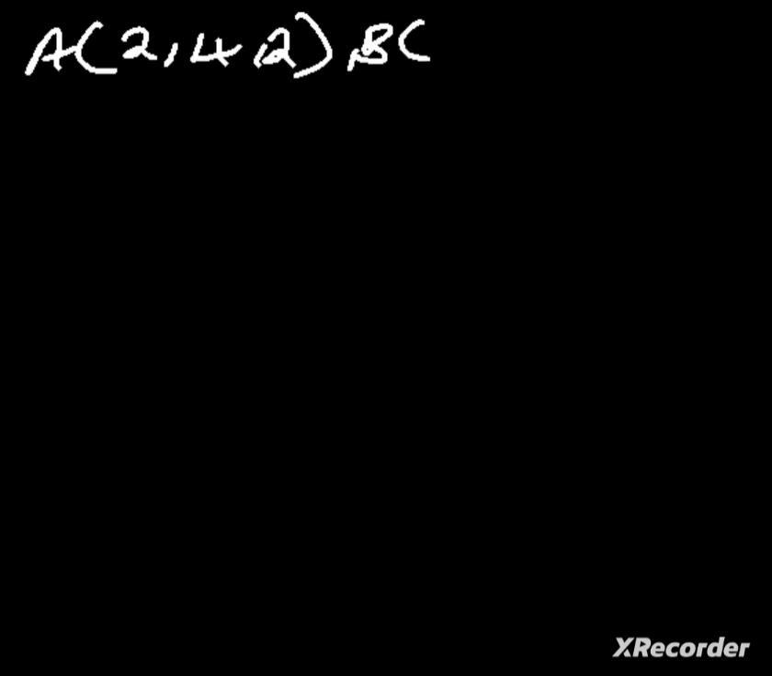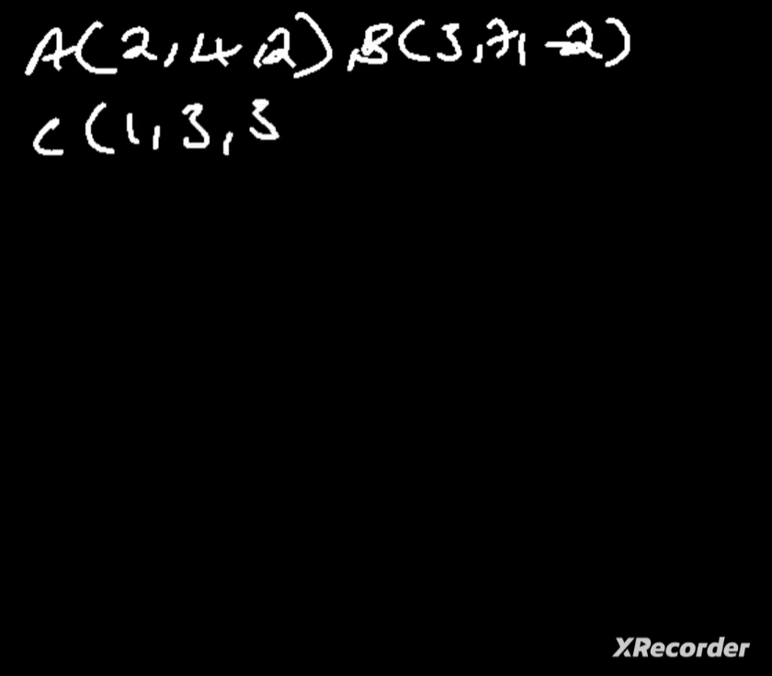And let's say we have a point A with coordinates given as 2, 4, 2, and a point B with coordinates 3, 7, and -2. And we have a point C with coordinates given as 1, 3, and 3. So now, how can you show whether the 3 points are collinear or not?